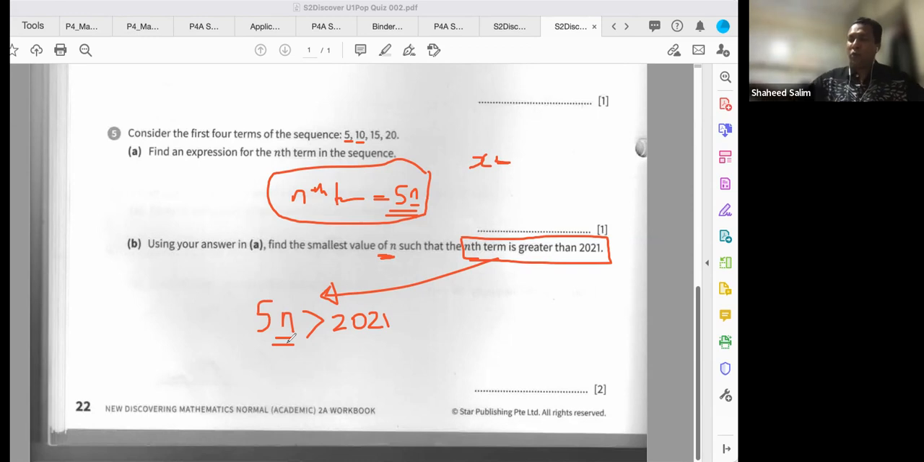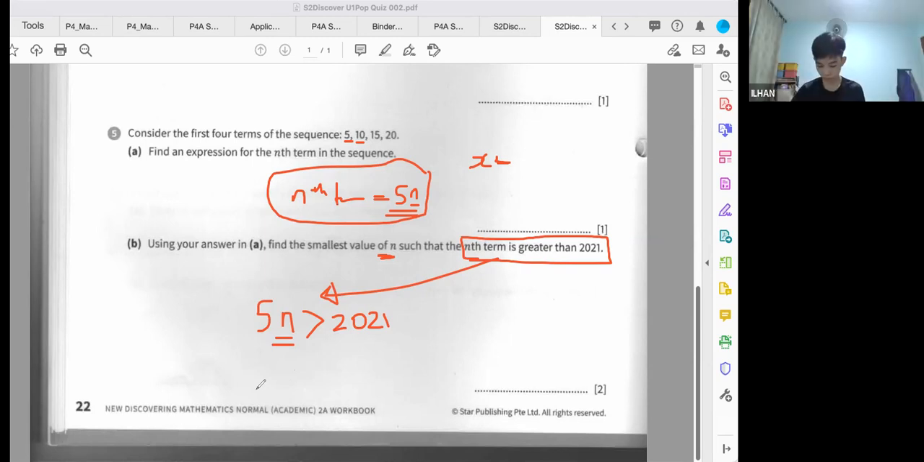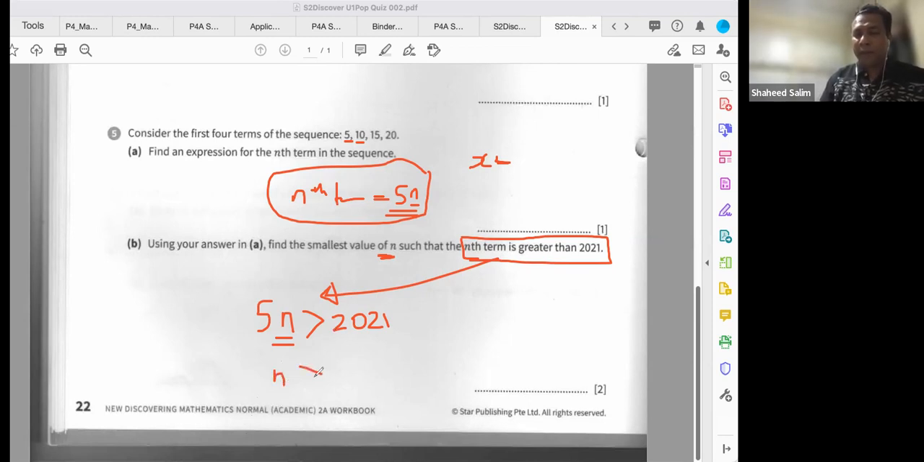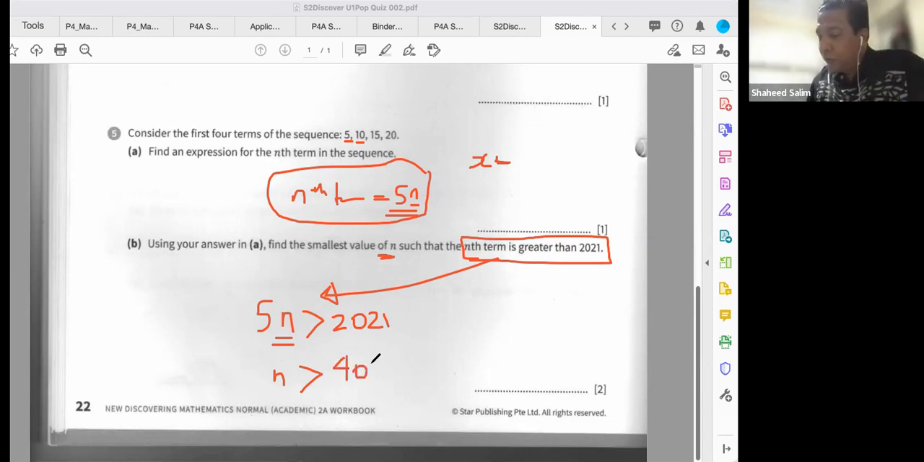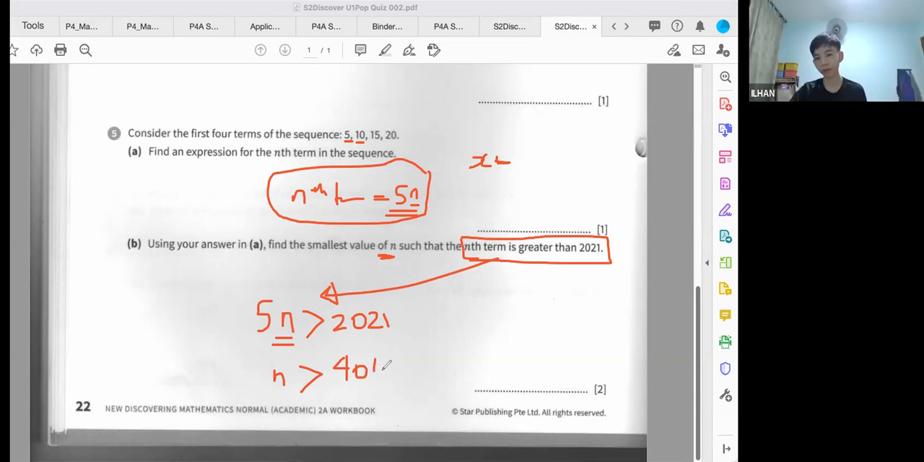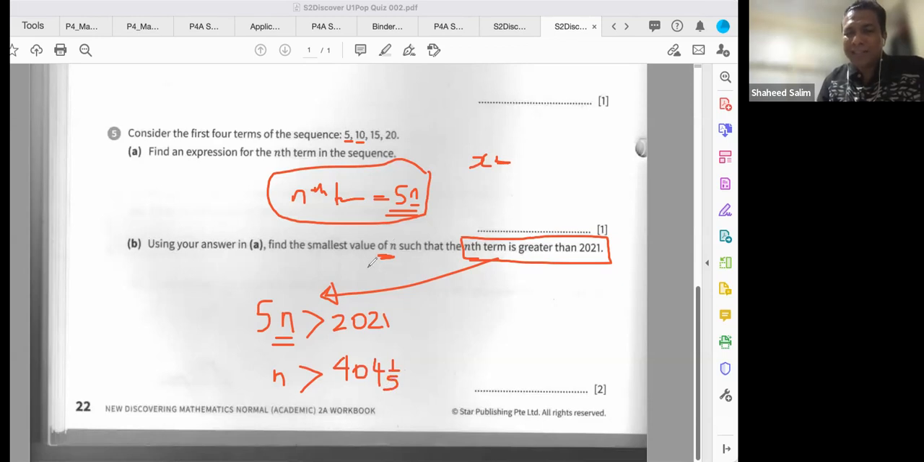Then after a while, you get used to it. Don't worry. We need to have more practice. You find out what is n. Okay, you tell me now. n greater than what? 404 or 405? 404 and 1/5. So now they are saying, what is the smallest possible value for n?